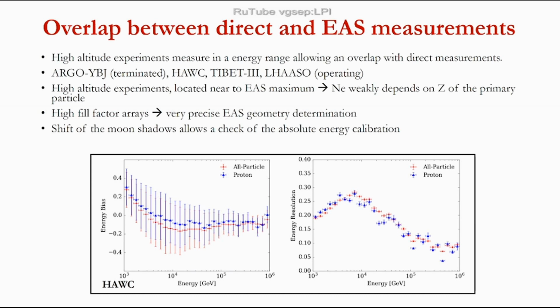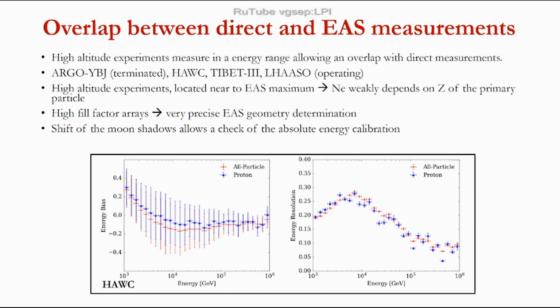And another advantage of these high altitude experiments operating at low energies is that they can measure the shift of the moon shadow with respect to the actual position of the moon. And this gives them the chance to check the absolute energy calibration. You can use the geomagnetic field as a spectrometer and have an absolute energy calibration.